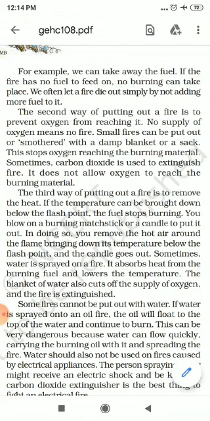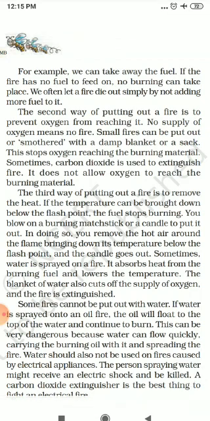Small fires can be put out or smothered with a damp blanket or a sack. See, if you have a jute bag or a blanket and the fire is also small, you can stop it using a blanket or sack. This stops oxygen reaching the burning material. How is a blanket or a sack capable of finishing a fire? Because it checks the supply of oxygen.